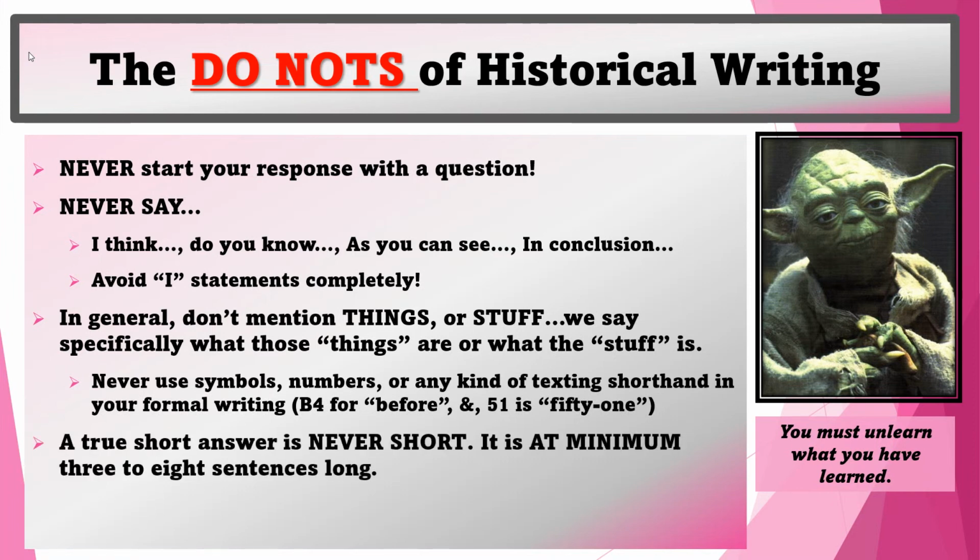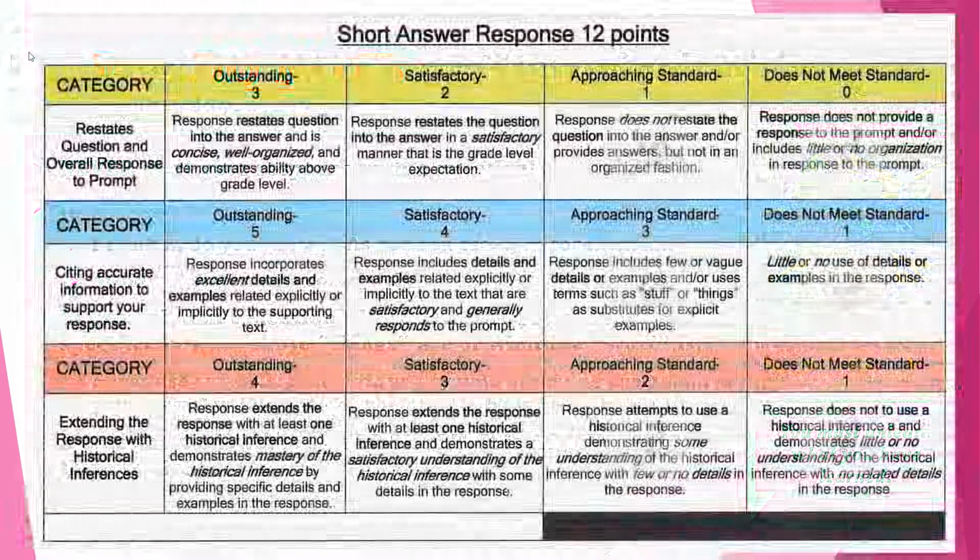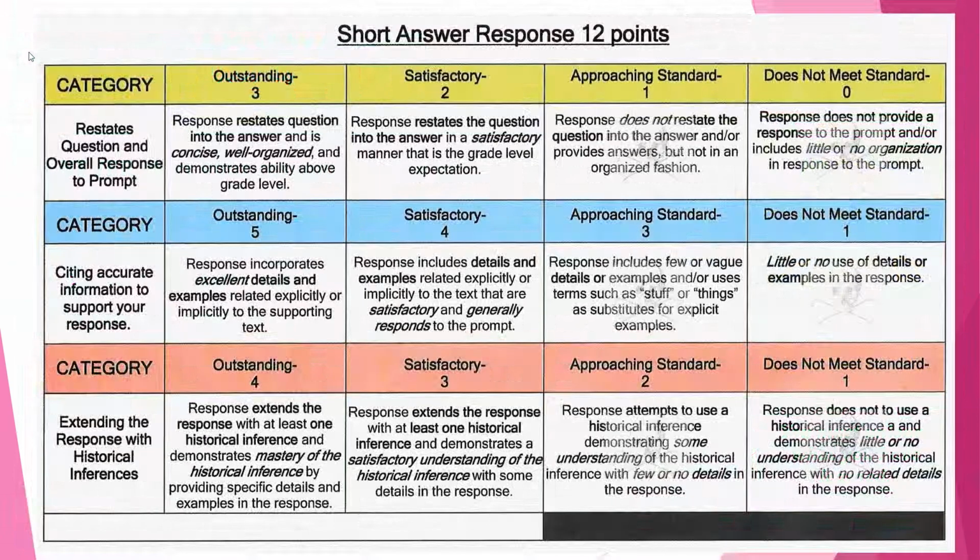A true short answer is never really short, right? Look at the one we just completed. It's five sentences. So anywhere between 3 to 8 sentences would be considered normal. Don't let that intimidate you. That's just what you're supposed to do. And once again, when you've completed your short answer, I always attach the rubric. You check it. See how well you think you did. If you're looking at the rubric and going, oh boy, this one looks like approaching standard or not meeting standard, I better fix it. Be reflective about your writing.